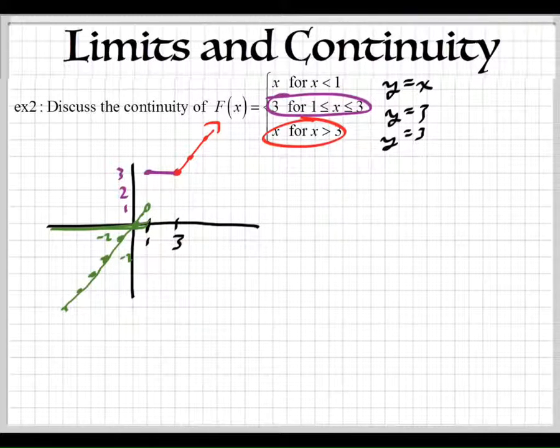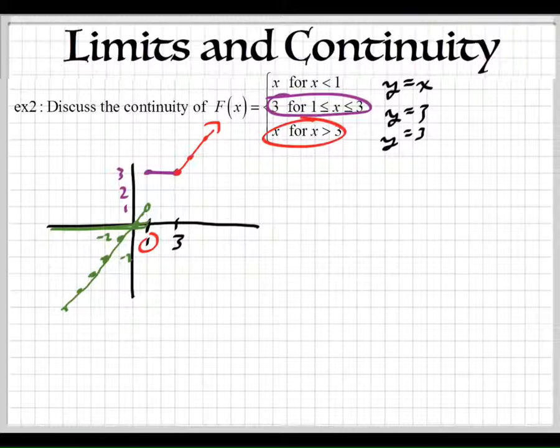All right, so discuss the continuity of this. Well, is the whole function continuous? No, the whole function is not continuous because we have a jump right here. There's a gap. I would have to lift my pencil to write this. Now, is it continuous, though, in some spots? Yes, it is. It's continuous right here. All of that is continuous. It's continuous down here. That's all continuous.